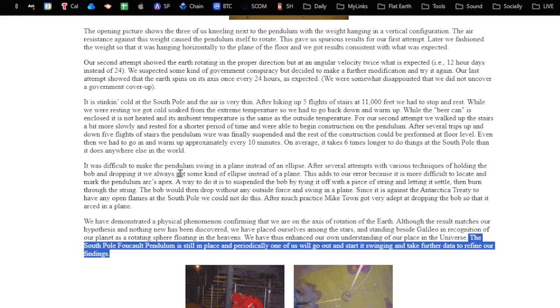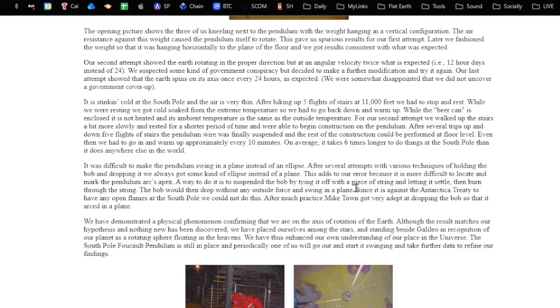It was difficult to make the pendulum swing in a plane rather than an ellipse. After several attempts with various techniques of holding the bob, dropping it, we always got some kind of ellipse instead of a plane. This adds to our error because it's more difficult to locate the mark of the pendulum's apex. A way to do it is suspend the bob and then tie it with a piece of string and then let it settle. Then burn through the string. The bob would then drop without any outside force and swing in a plane.